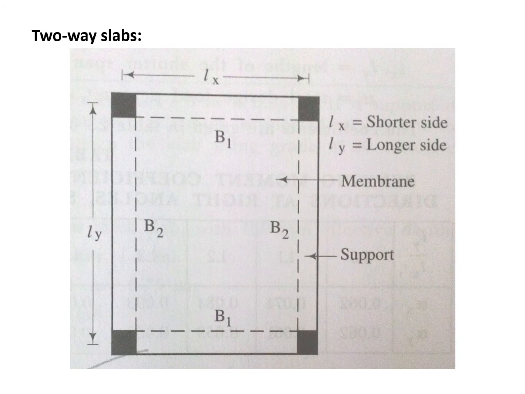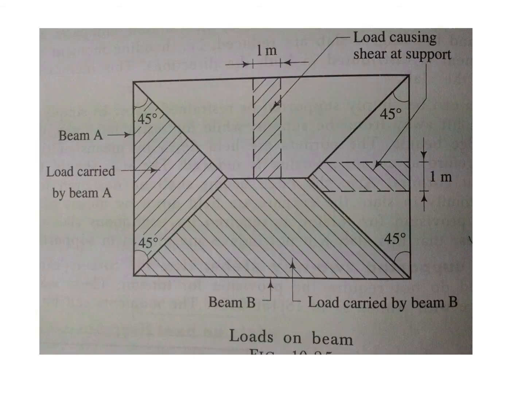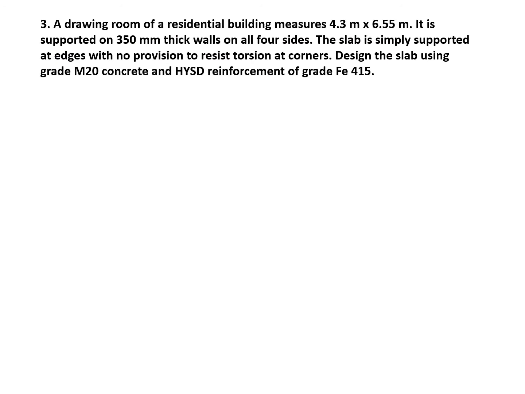So, if you have a slab and this particular slab is discontinuous from all sides, you have to use the appropriate chart for the moment coefficients. Now this diagram shows how you take loading from the two-way slab on the beams. Okay, we'll look at this when we do loading. Now let's do this problem.